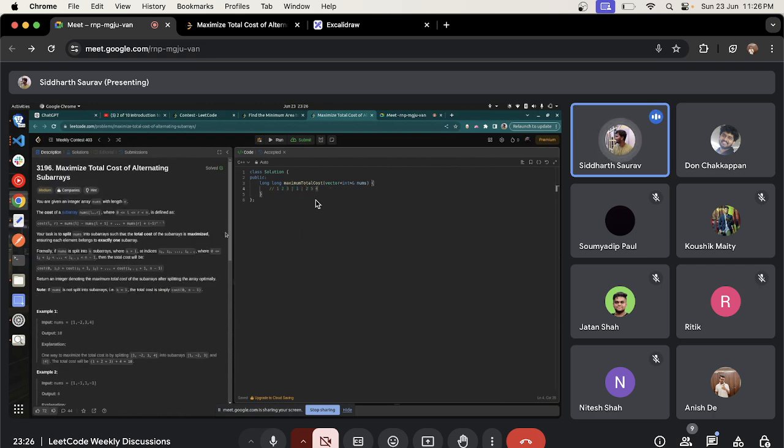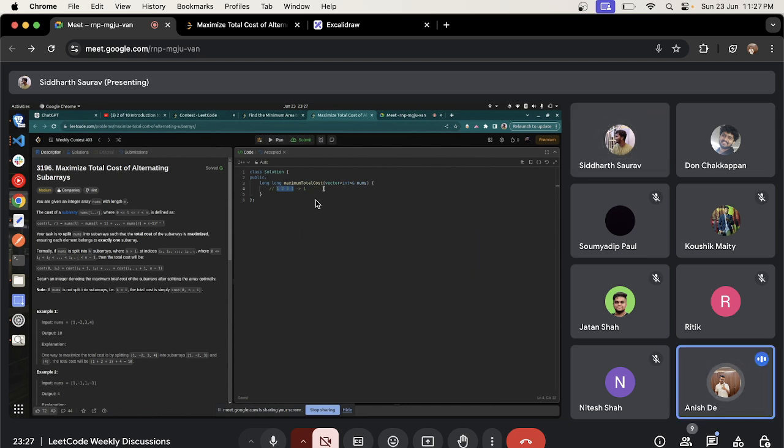After partitioning, we have to calculate the cost of each subarray and then add up the total overall cost, and that overall cost should be maximum. The cost is defined like this. Suppose we have 1, 2, 3, 1. The cost of this will be 1 minus 2 plus 3 minus 1, so it alternates plus and minus. In this case, it will be 1 minus 2, that is minus 1, plus 3, that is 2, minus 1, that is 1. So the cost will be 1. Is this clear, how we are calculating the cost of the array?